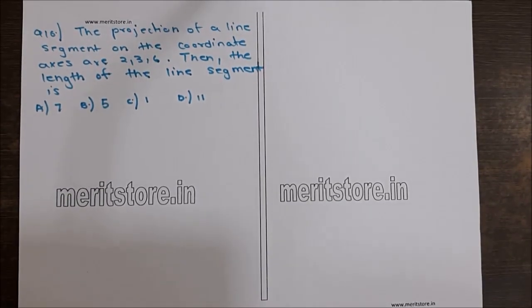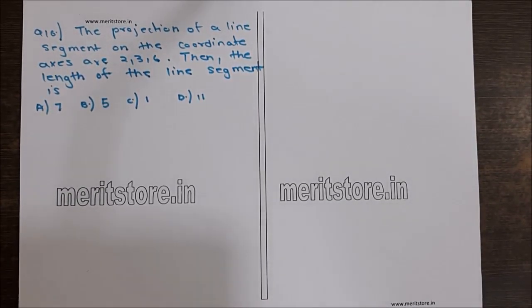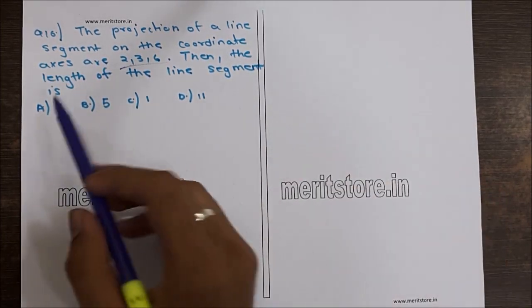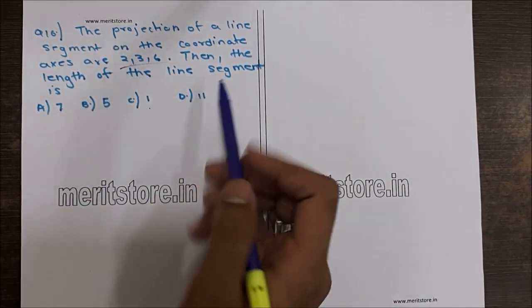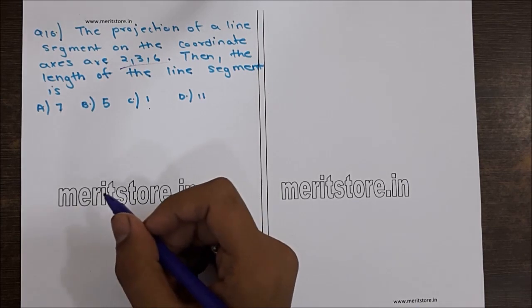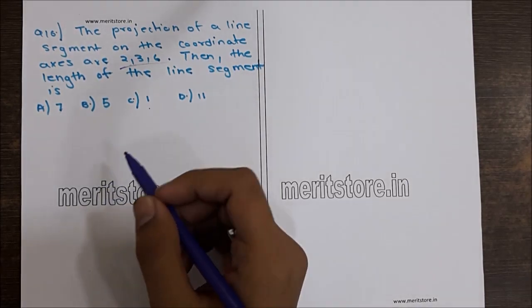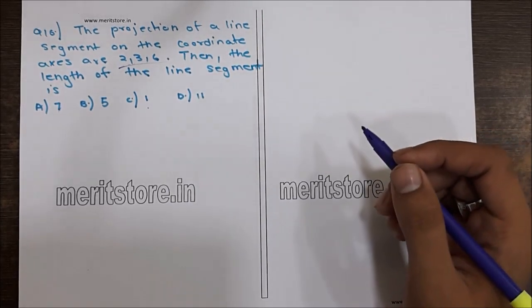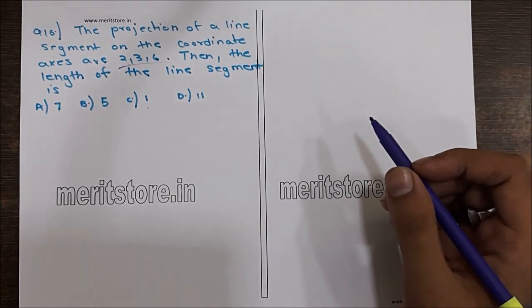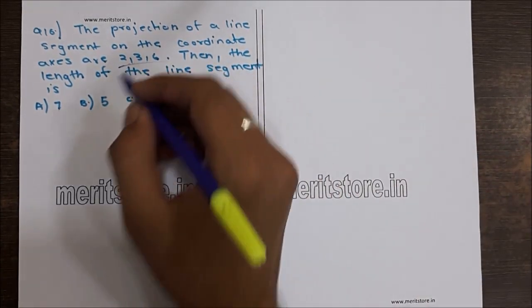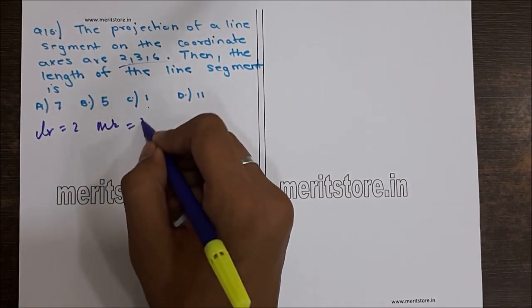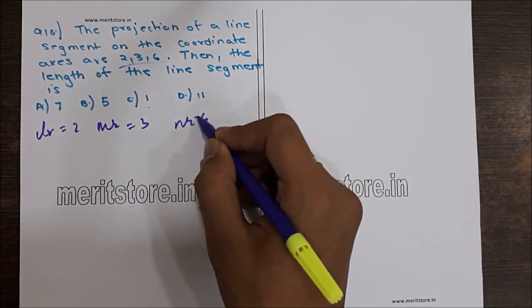Question number 16. The projection of a line segment on the coordinate axes are 2, 3 and 6. Then the length of the line would be 7, 5, 1 or 11. So let the length of line segment be R and direction cosines be L, M, N. So the projections on the coordinate axes would be LR, MR and NR, where LR is equal to 2, MR is equal to 3, NR is equal to 6.